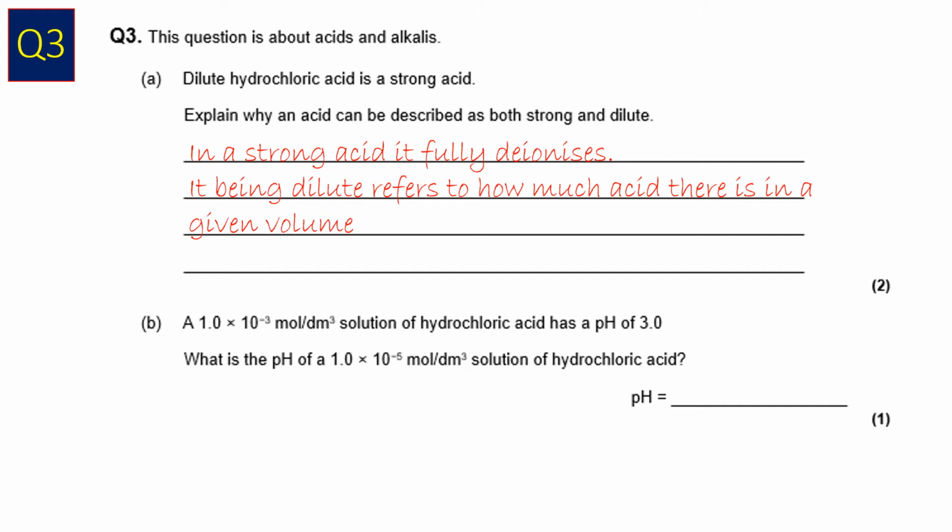So a 1.0 times 10 to the minus 3 moles per dm cubed solution of hydrochloric acid has a pH of 3. And this number here is important, this link between these two. What is the pH of a 1.0 times 10 to the minus 5 moles per dm cubed solution of hydrochloric acid? It's going to be 5.